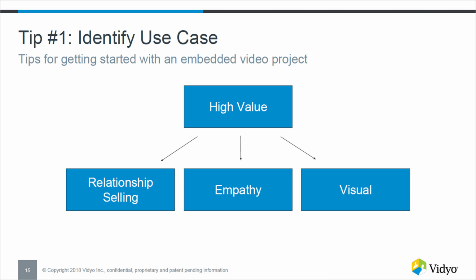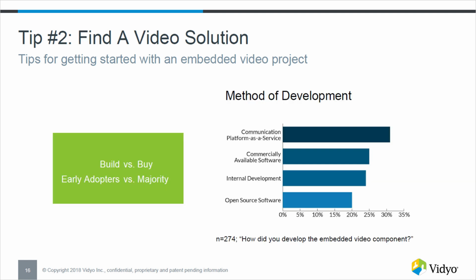Mm-hmm. Yes. Now, the second tip is go and find a video solution. You need to make a decision. Are you going to build it on your own from scratch? That means using open source, developing it internally, finding commercial tools and building it, then hosting, managing, maintaining, running, updating, upgrading, okay? Or are you going to buy it from someone else?